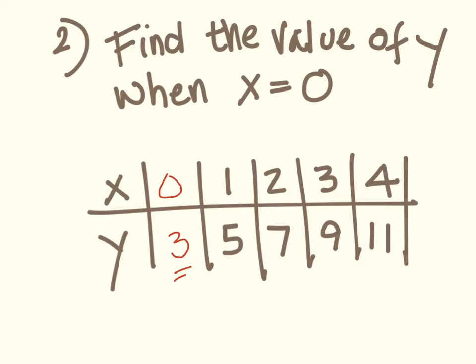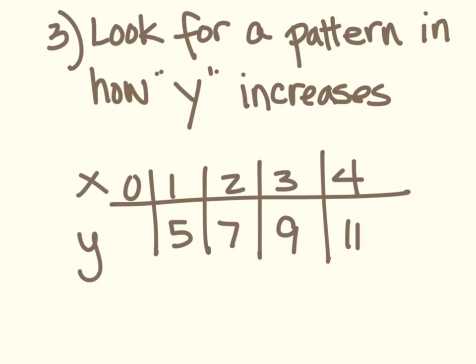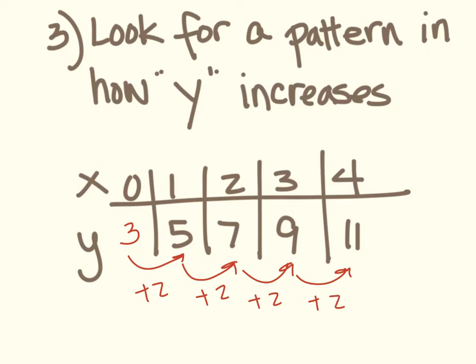The next thing you do is look for a pattern for how y increases. So we've already found that this one is a 3. From 3 to 5, it increases by 2. From 5 to 7, by 2. It's predictable. I could guess what the next one was without much effort. 13, of course. Now, that's an important number. Now I've got two important numbers.